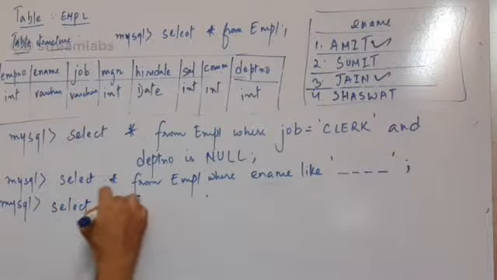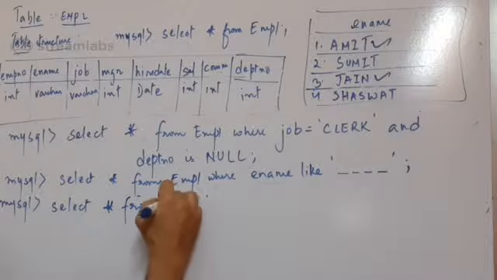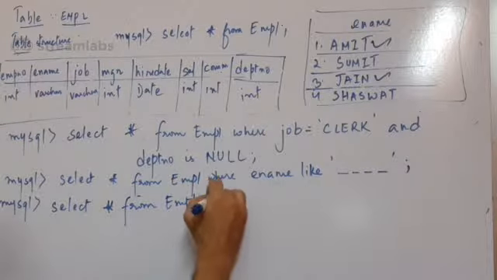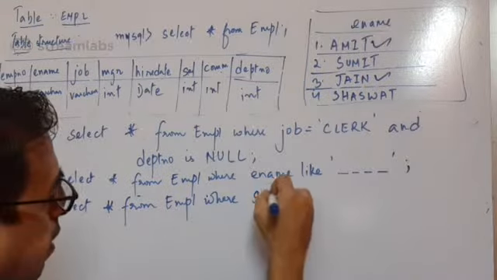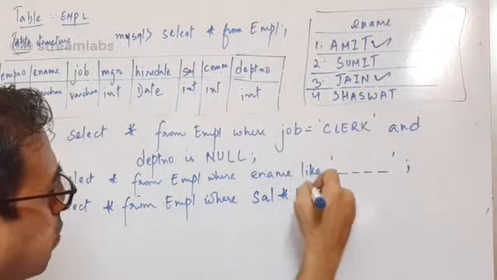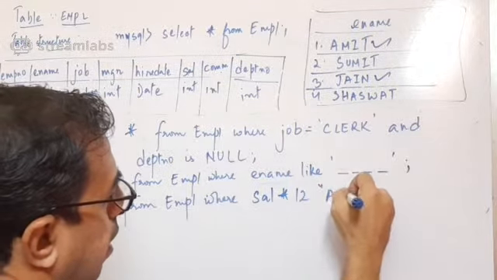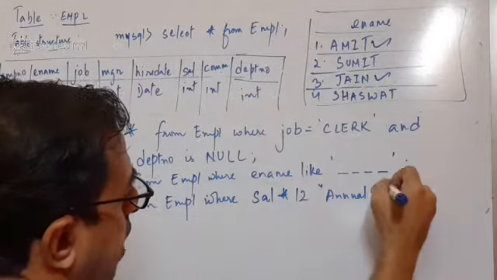Only that should be okay. Select asterisk from your table name where. Now in this where clause what you'll be writing is sal asterisk 12. Now annual salary.